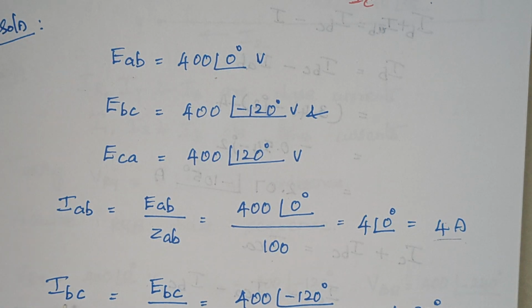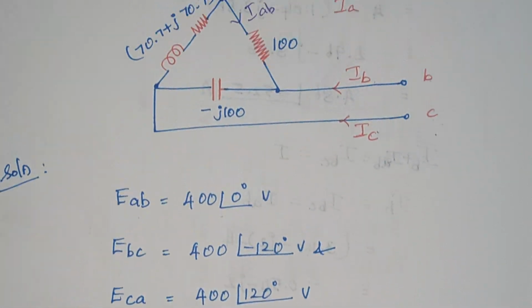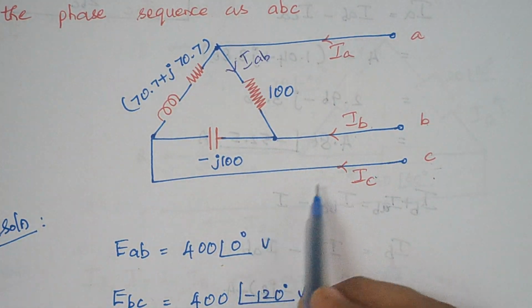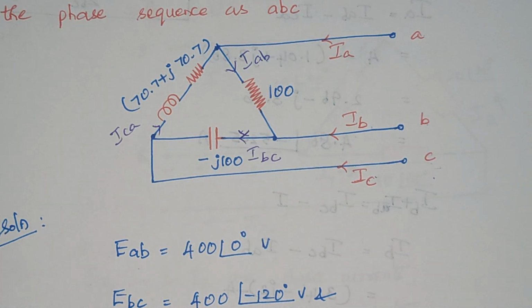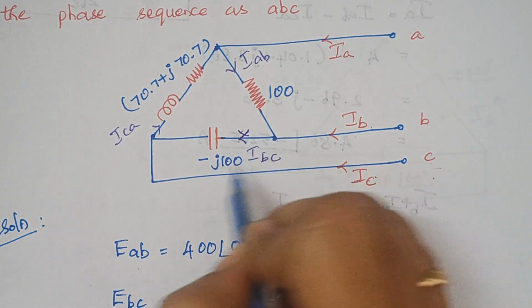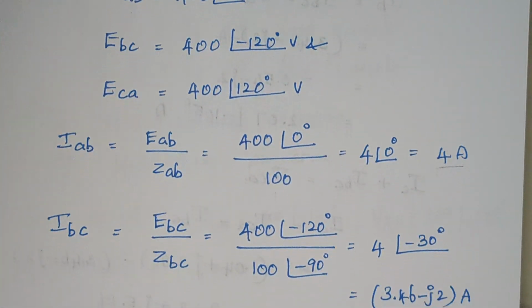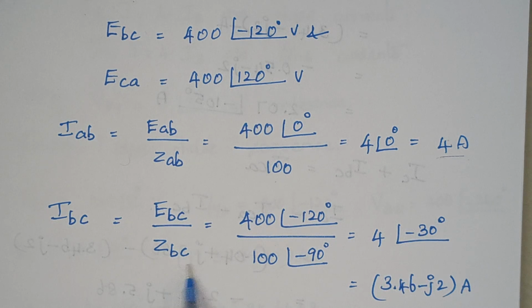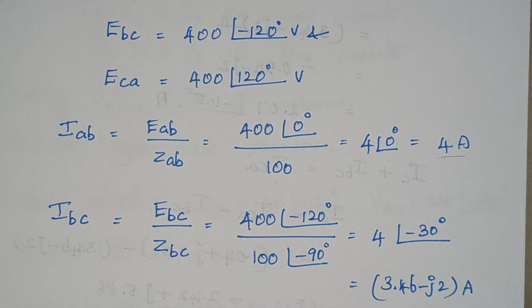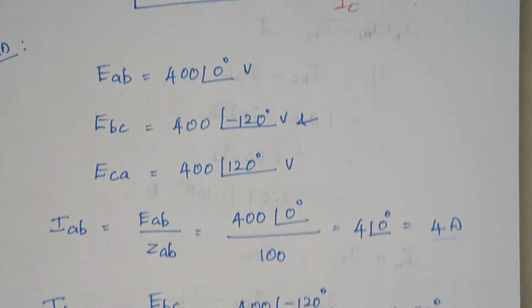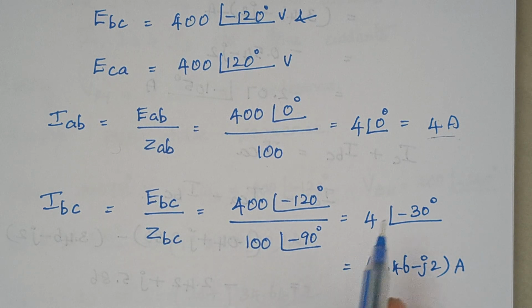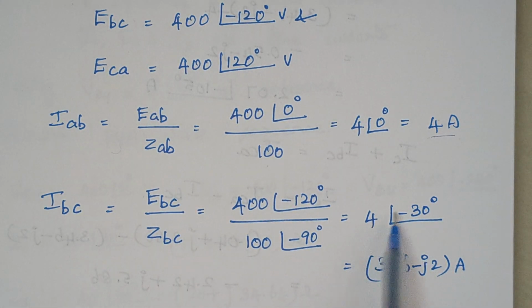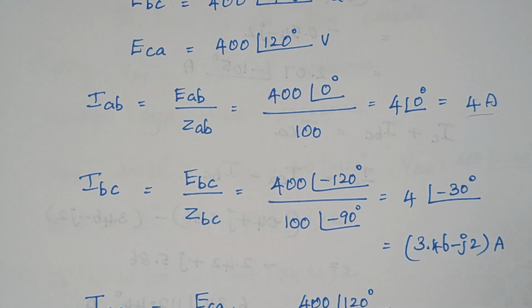Similarly IBC. IBC is the current between B and C, and the value is given by EBC by ZBC. ZBC is nothing but minus J100, which in polar form is 100 with an angle of minus 90 degrees. Therefore, the value of IBC is 4 with an angle of minus 30, written as 3.46 minus J2 amps.